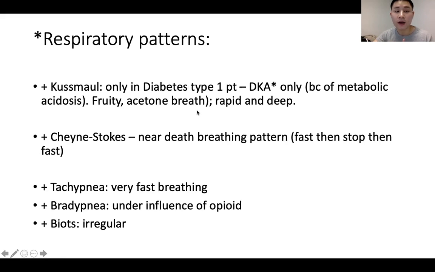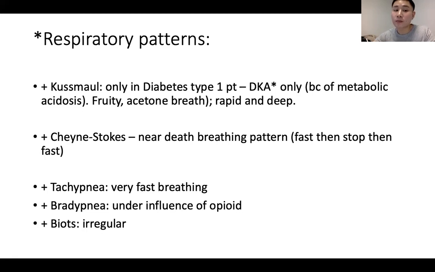All right, so next we have respiratory patterns. It's important to know these patterns as well. For example, the Kussmaul pattern, like we learned about last week in diabetes. Kussmaul is a very specific breathing pattern that usually or only occurs in type 1 diabetes patients, especially patients who experience DKA, diabetic ketoacidosis. This is because of the metabolic acidosis built up in the body.